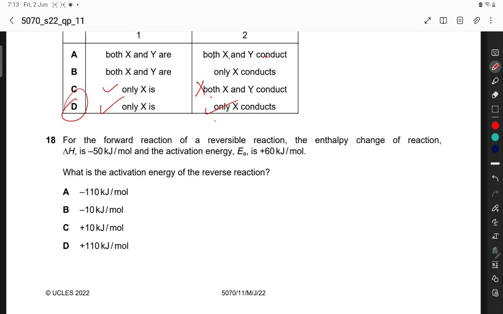For the forward reaction of a reversible reaction, the enthalpy change of reaction delta H is minus 50 kilojoules and the activation energy is plus 60 kilojoules. What is the activation energy of the reverse reaction? Delta H is negative, it means the forward reaction is exothermic, minus 50 kilojoules.